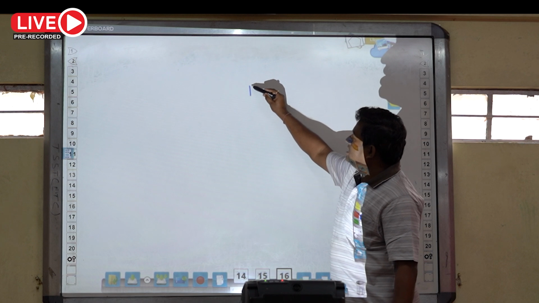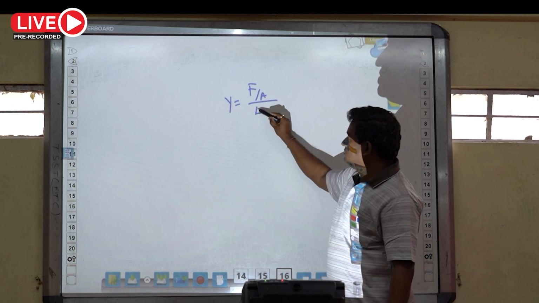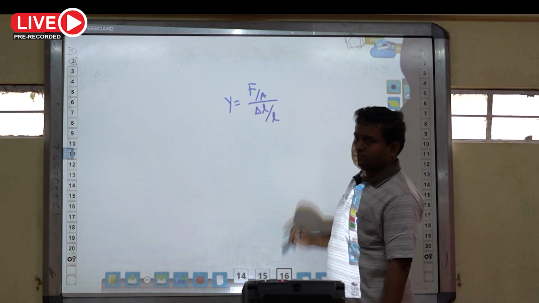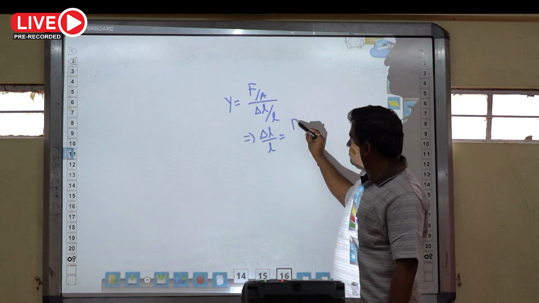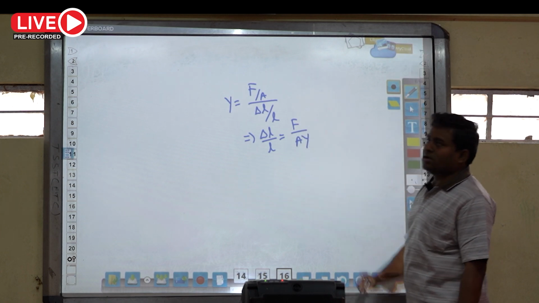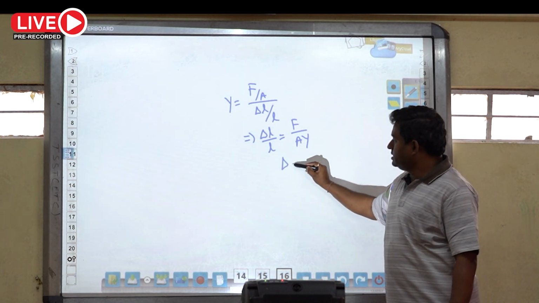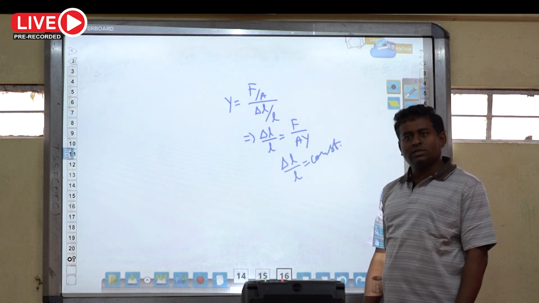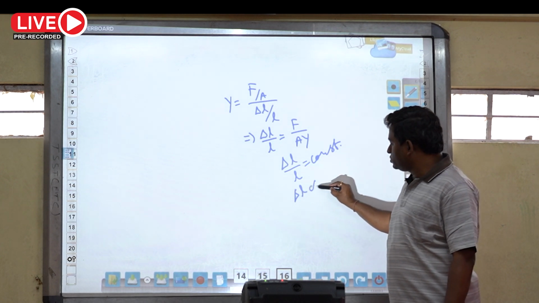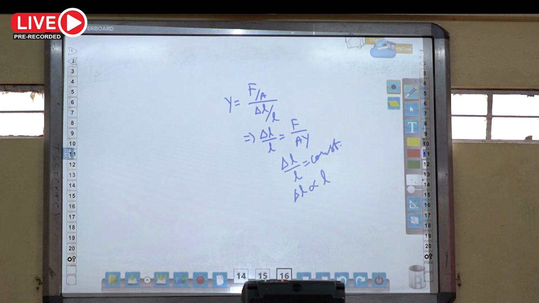Because Y equals F by A divided by delta L by L. Now it is delta L by L equal to F by AY. Now force same, area of cross section same, Y same, means delta L by L is constant in both the cases. So we know that delta L is proportional to L, so the ratio of the lengths and ratio of the elongations are same. So it is 3:4.